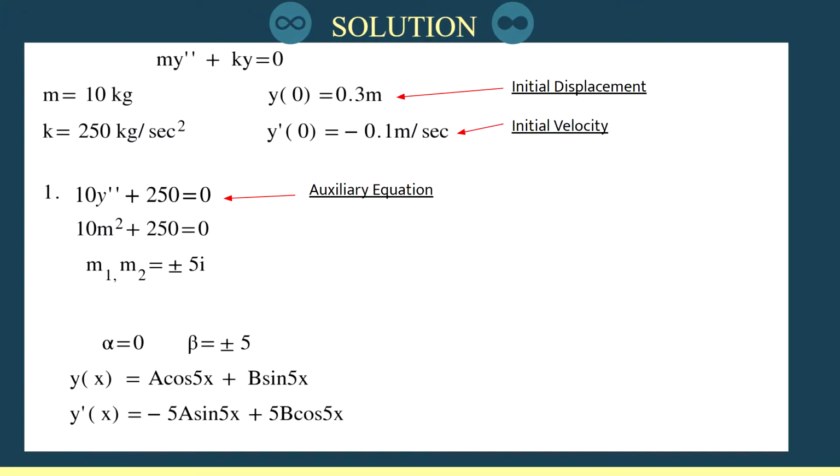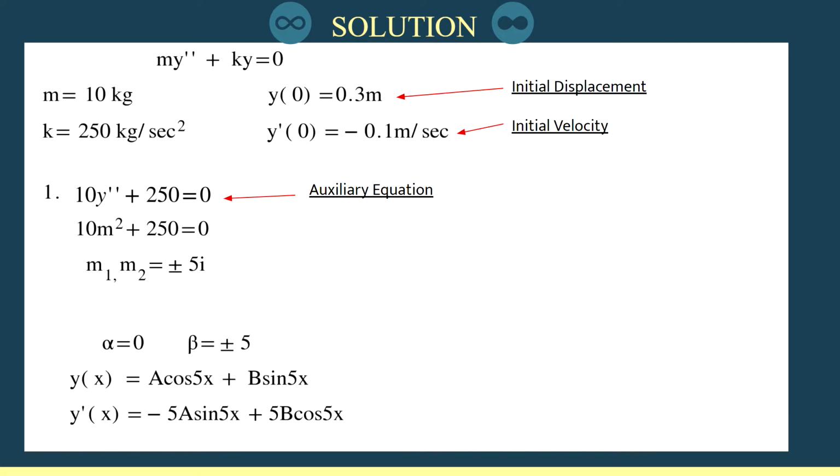So first of all, we have to insert the value of mass and the spring constant that are given in the equation to generate the auxiliary equation. Thus, we can find the value of the roots m1 and m2, which are imaginary numbers, plus minus 5i. After that, we can find the value of alpha, the real part, and beta, the imaginary part, which are 0 and 5 respectively, from the value of the roots. Next, we can generate a general equation from the values of alpha and beta, which is y(x) equals a cos 5x plus b sin 5x.